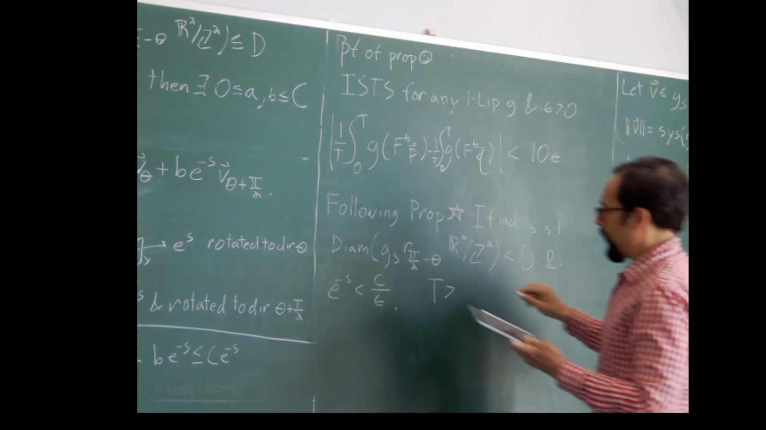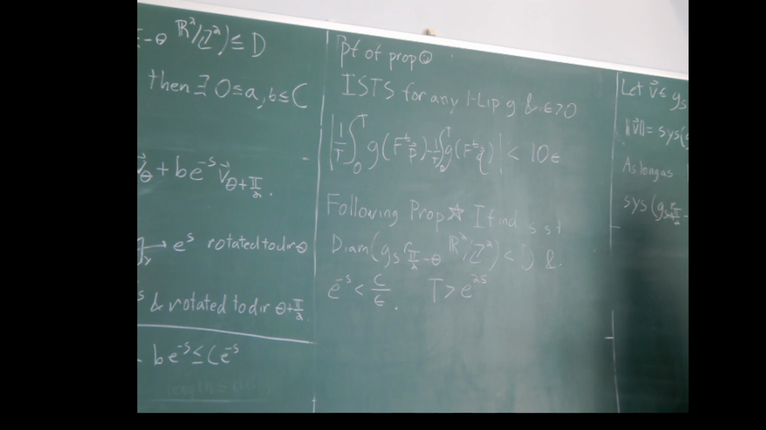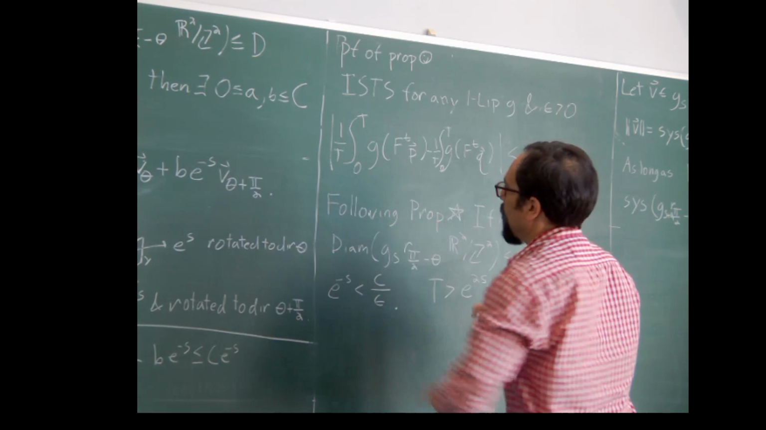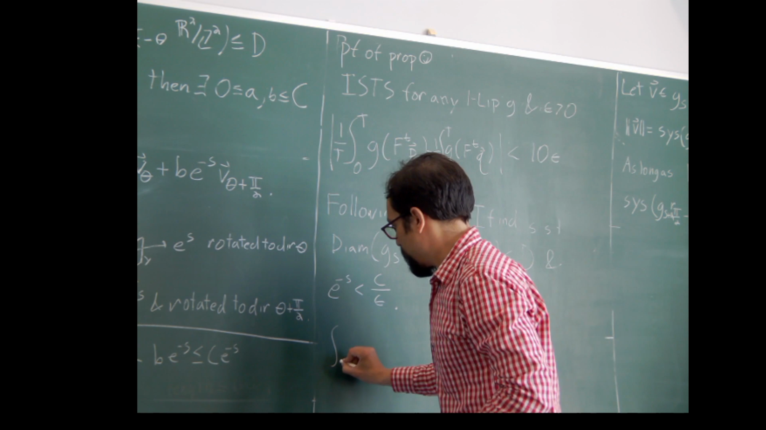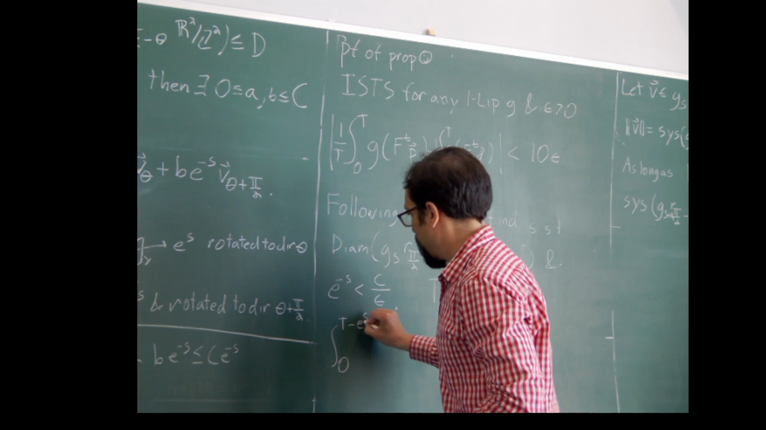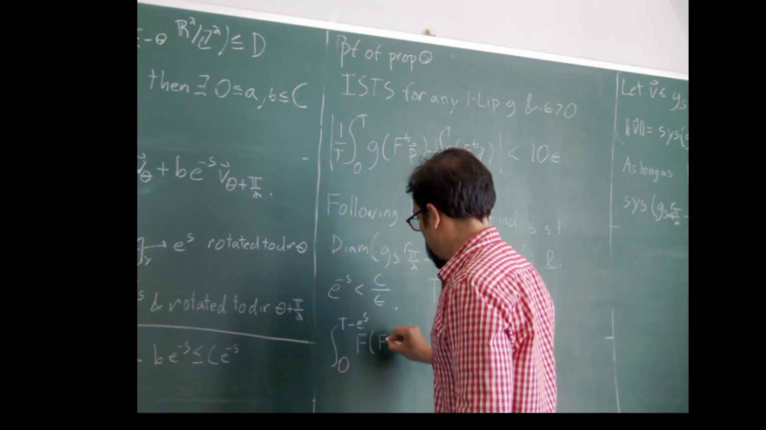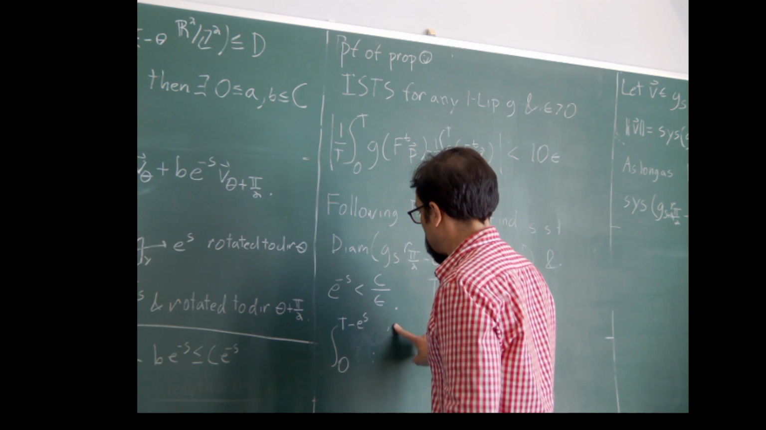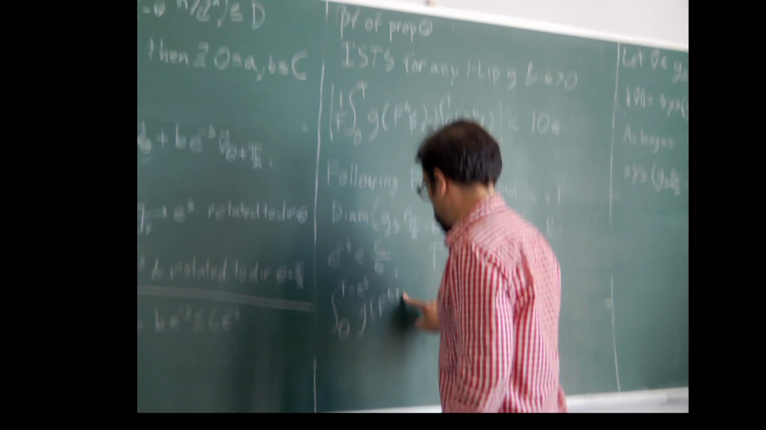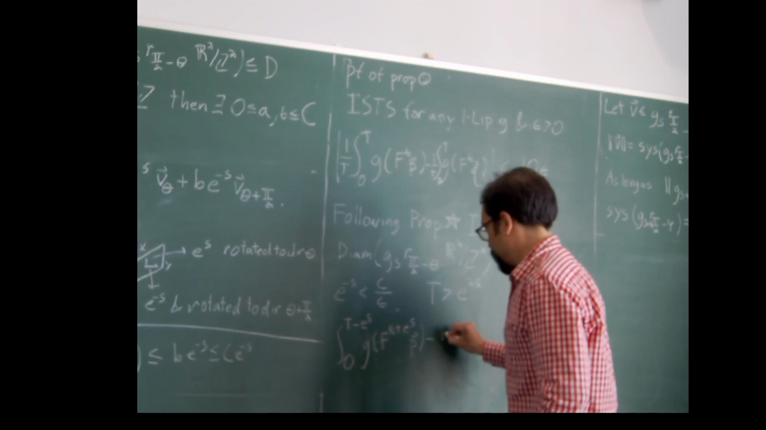So let t be bigger than e to the 2s, which is e to the s squared. Now I want to treat this integral in pieces, as before. So I look at the integral from 0 to t minus e to the s of g of f to the t plus e to the s of p minus g of f to the t of q.